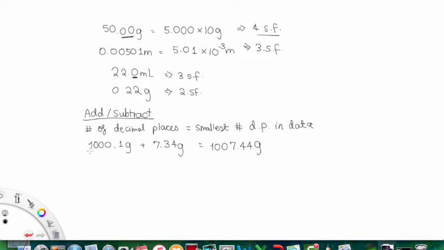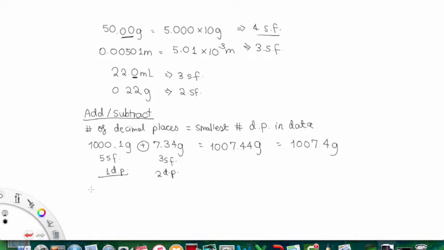Now let's look at this. We have how many sig figs here? We have 1, 2, 3, 4, 5 sig figs here. And we have 1, 2, 3 sig figs right here. So how many sig figs should we end up with? Well, since this is an addition, we just need to care about the number of decimal places. So this has 1 decimal place, dp, and this has 2 decimal places. But all we care about is the smallest number of decimal places in the data, which is this one. And so your final answer is just going to be 1,007.4 grams because we're rounding to 1 decimal place.